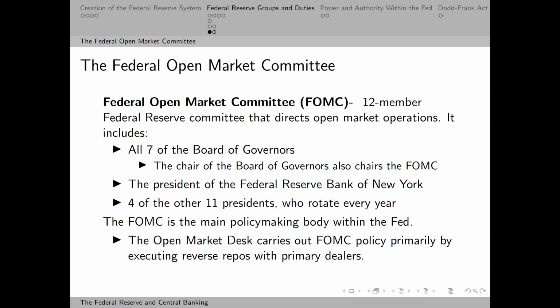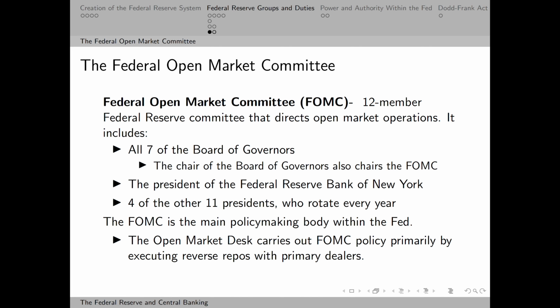And we're going to get now to the Federal Open Market Committee. The FOMC is a 12-member Federal Reserve committee that directs specifically just open market operations. And so it includes all 7 members of the Board of Governors, and the chair of the Board of Governors also chairs the FOMC. So the Board of Governors have quite a bit of sway if they can come to an agreement on what open market policy should be. There's no power to overturn the Board of Governors.